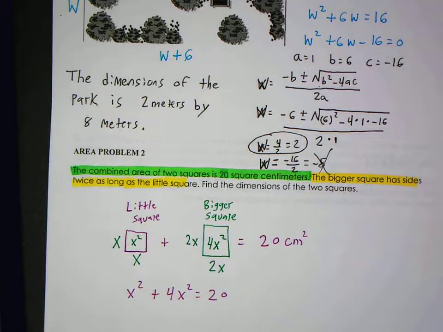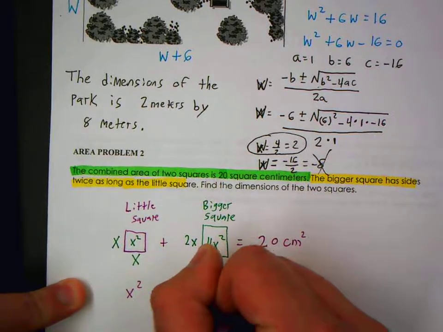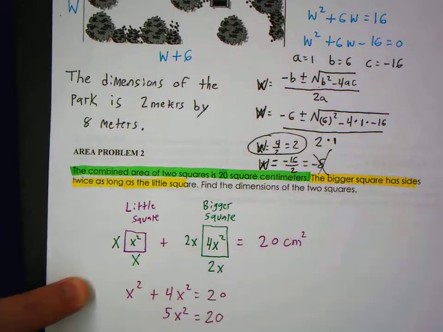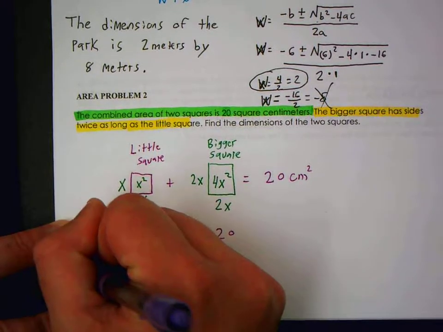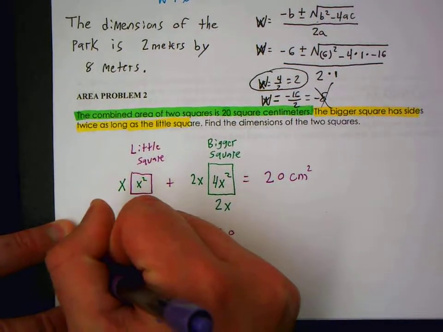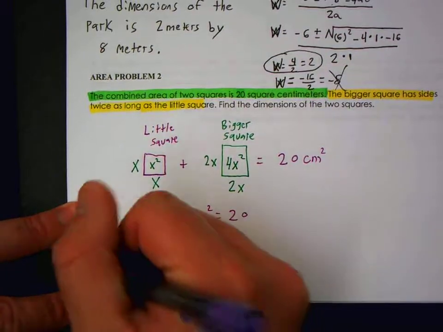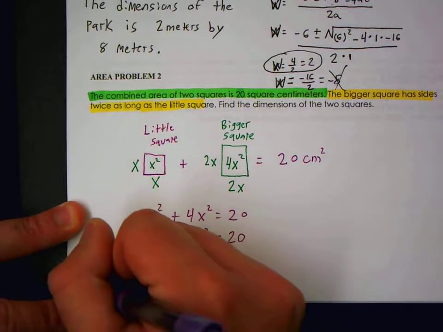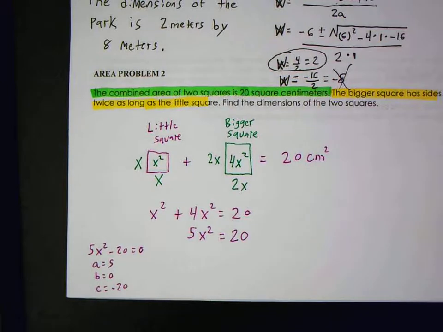And then 1x squared plus 4x squared is 5x squared. And there's two ways to solve this. You could write it as 5x squared minus 20 equals 0. And then you'd say A is 5, B is 0, C is negative 20. And you could just use the quadratic formula.